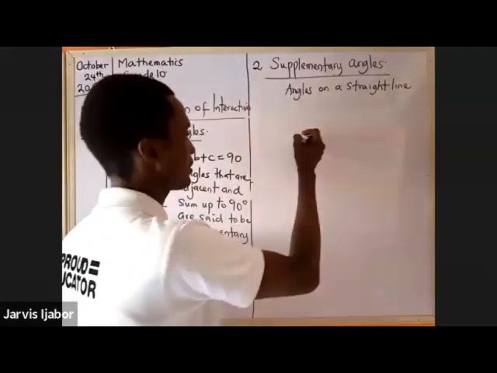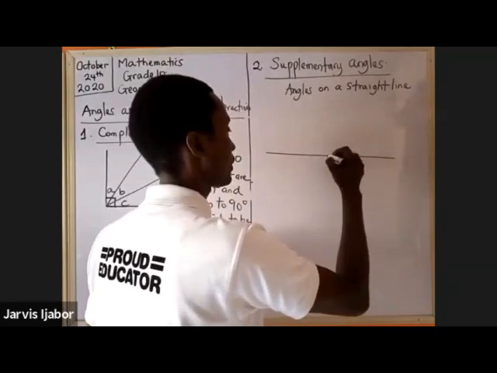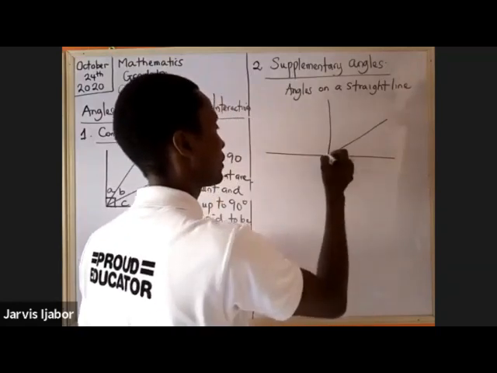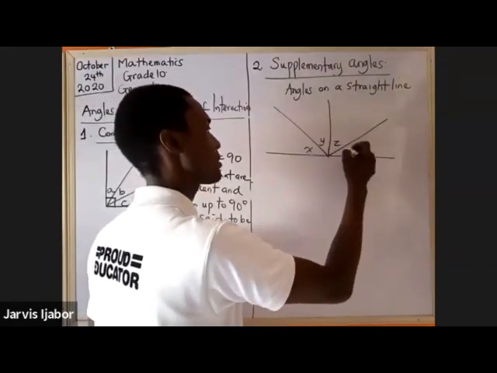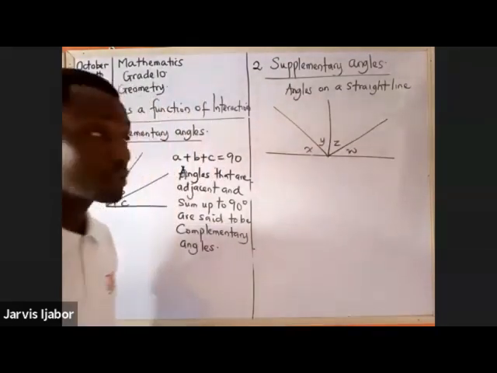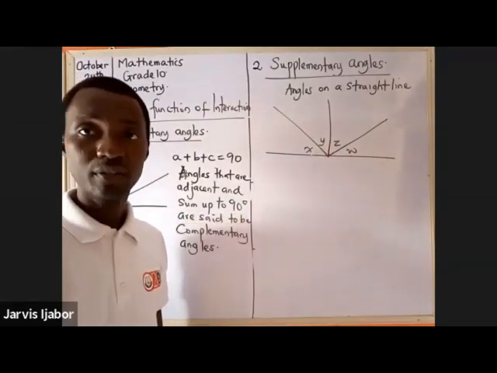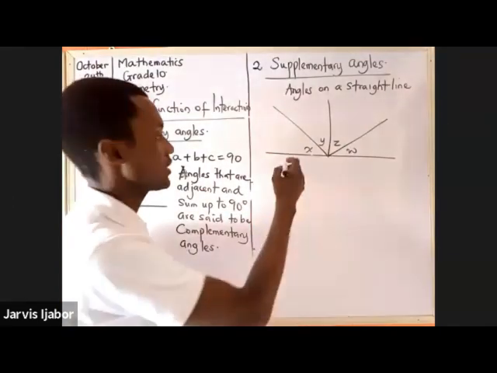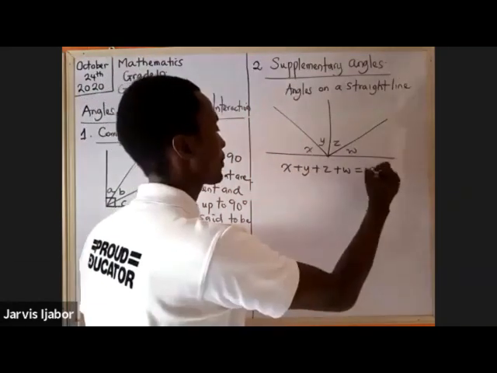Now let's look at this. This is a pictorial view of what we're talking about. Let me call this X, Y, Z. Let me call this W, no problem. So all these angles are supplementary. So it means X plus Y plus Z plus W is equal to 180 degrees.